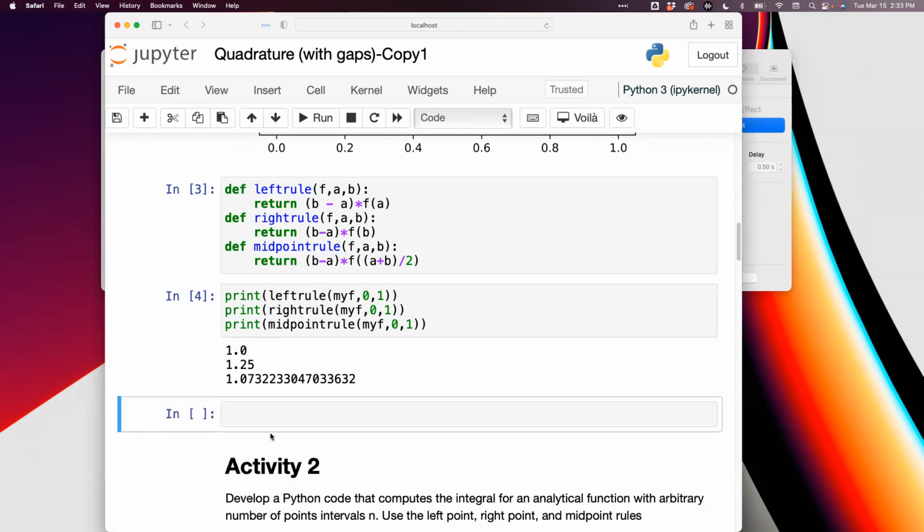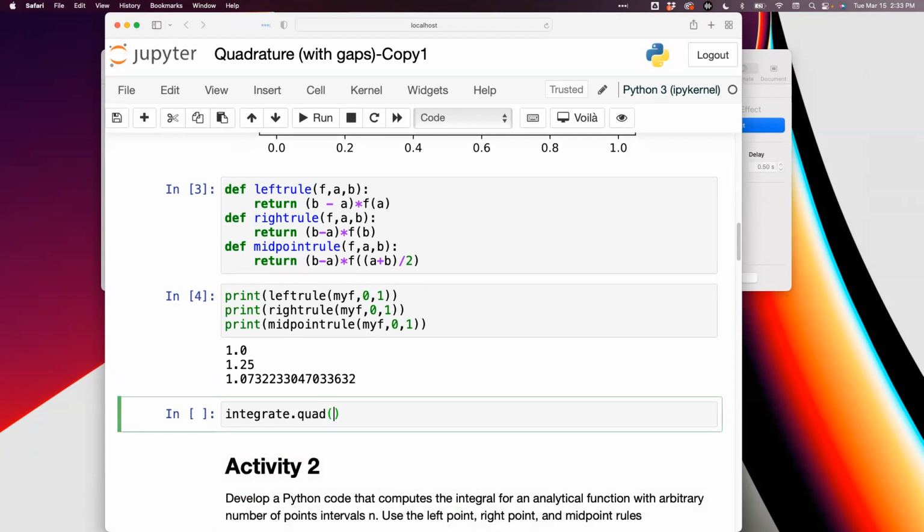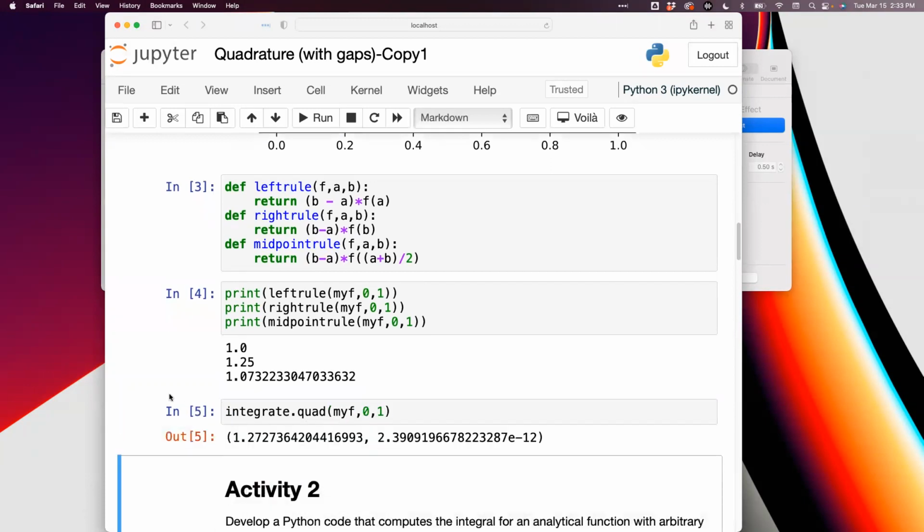We can measure that error by taking a more accurate method, which comes from integrate. In integrate, I'm going to use dot quad and pass the function, my f, from 0 to 1. When I evaluate that, it returns two things. This quad routine is a general quadrature routine. It did the numerical integration and returned a result of 1.272 or 1.273 with an error on the order of 10 to the minus 12. That's a pretty accurate routine.